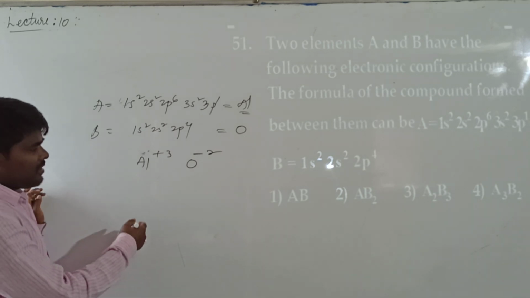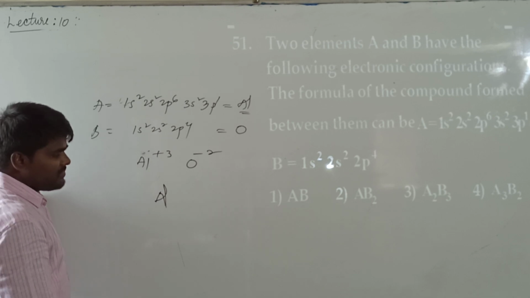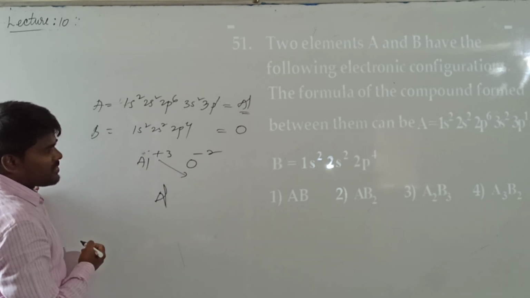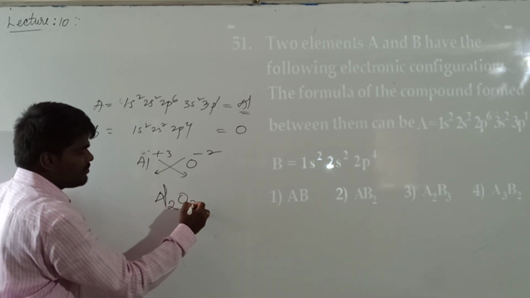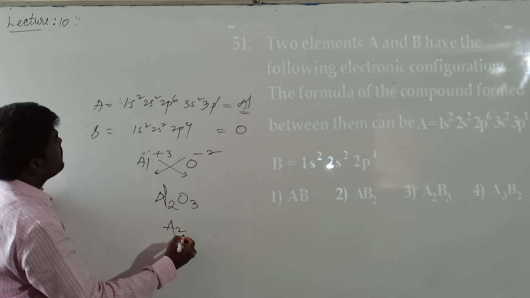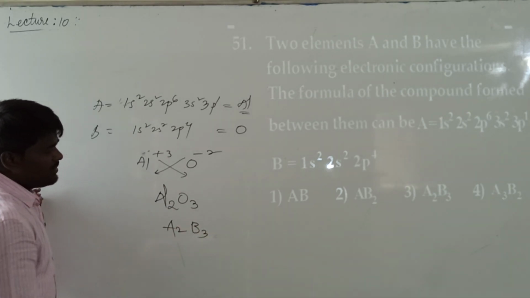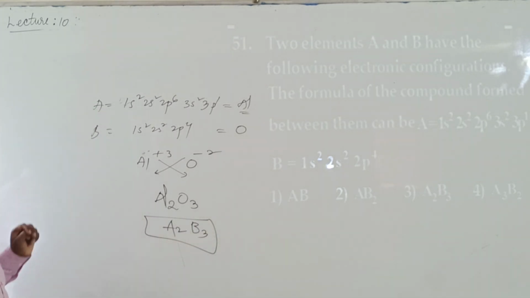So basically folks, what is the way of writing the formula? Their powers will become their subscripts. This will become the subscript of oxygen, this will become the subscript of aluminum. The formula is Al2O3. So generally in terms of A and B, it will become A2B3. A2B3 is the correct formula of the compound formed between these two elements.